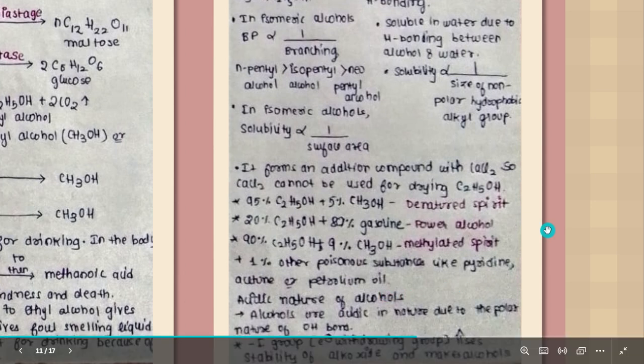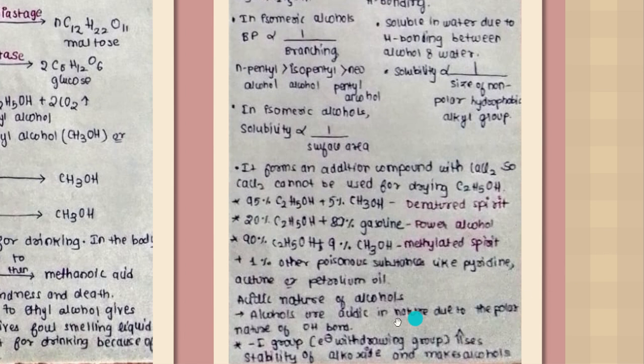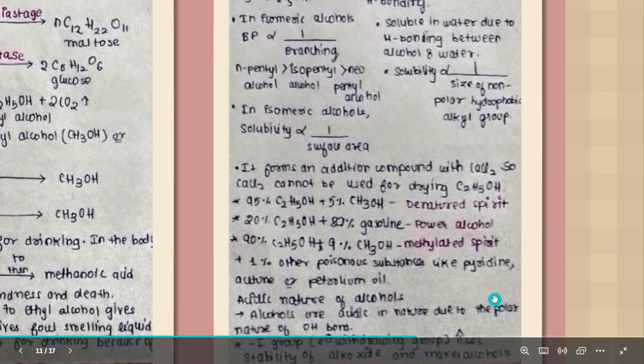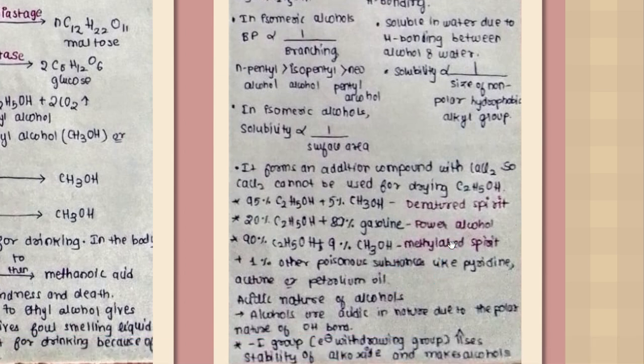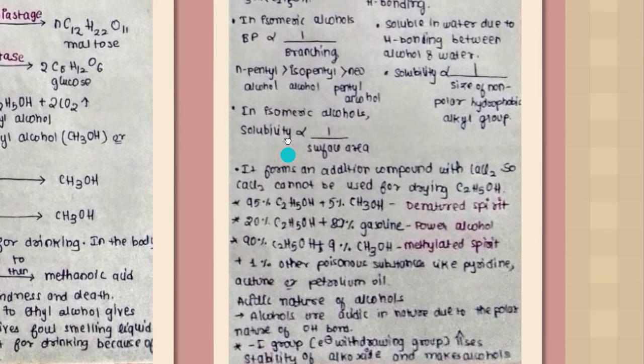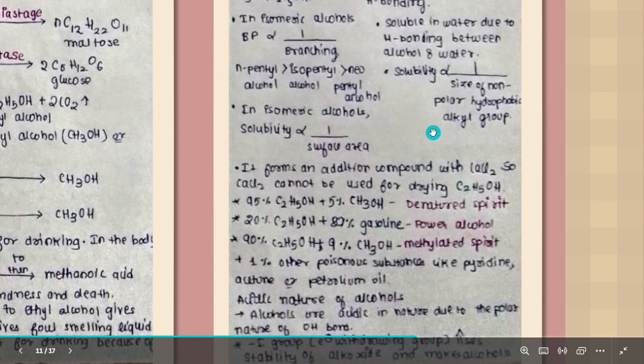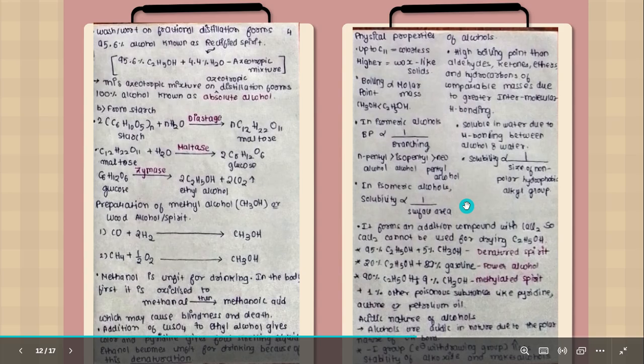Now acidic nature of alcohols. Alcohols are acidic in nature due to the polar nature of OH bonds. Now minus I groups, which are electron withdrawing groups, increase the stability of the alkoxide and make alcohols more acidic. The more the number of minus I groups, the more acidic the alcohol becomes.